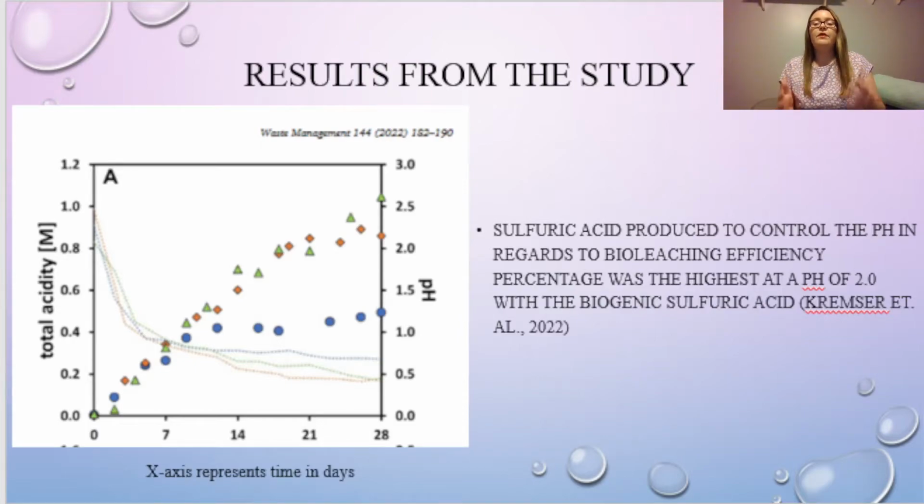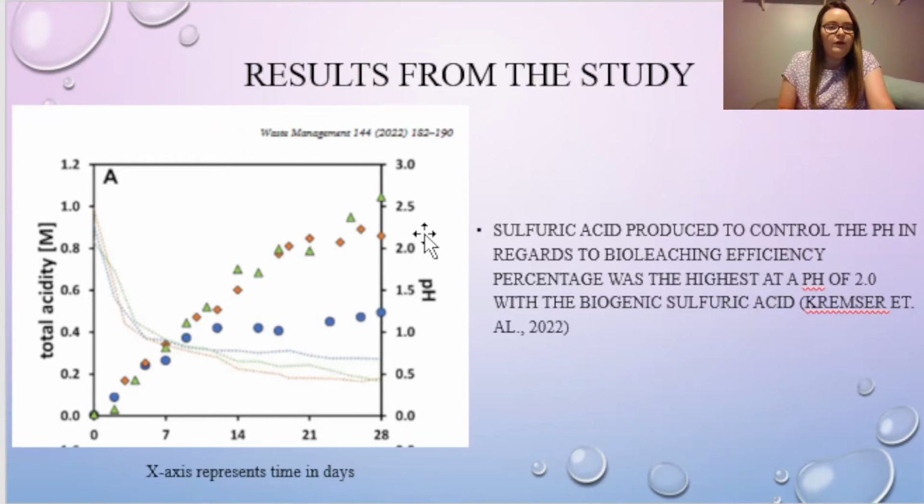And just to give a visual representation of what the results of the study were, this is an example of the sulfuric acid produced to control the pH in regards to the bioleaching efficiency. It was the highest at approximately a pH of 2.0. And again, this is specifically with that biogenic sulfuric acid.